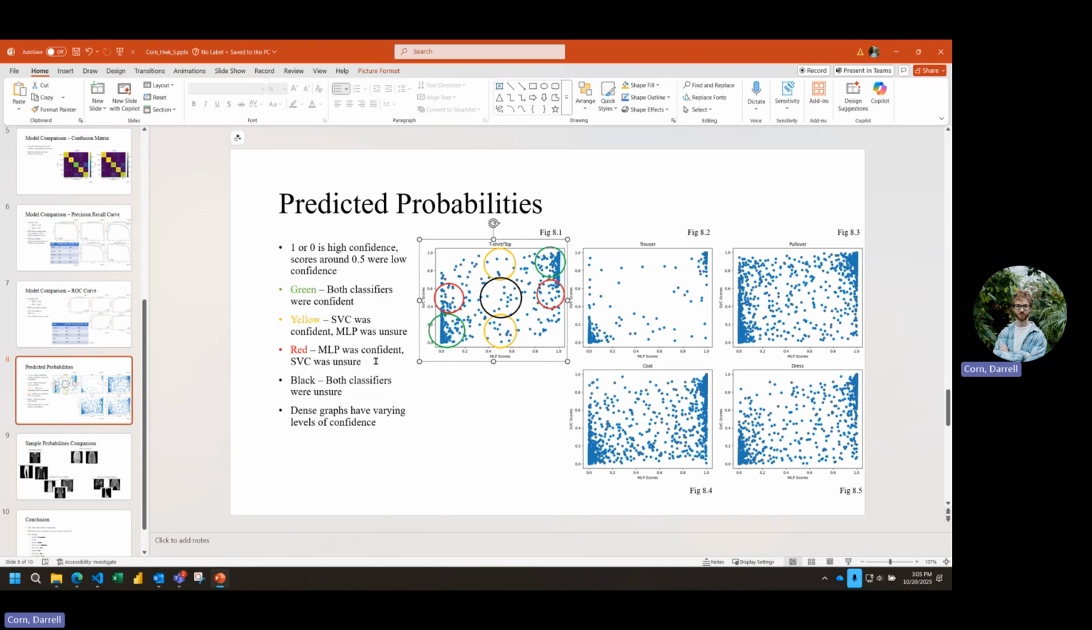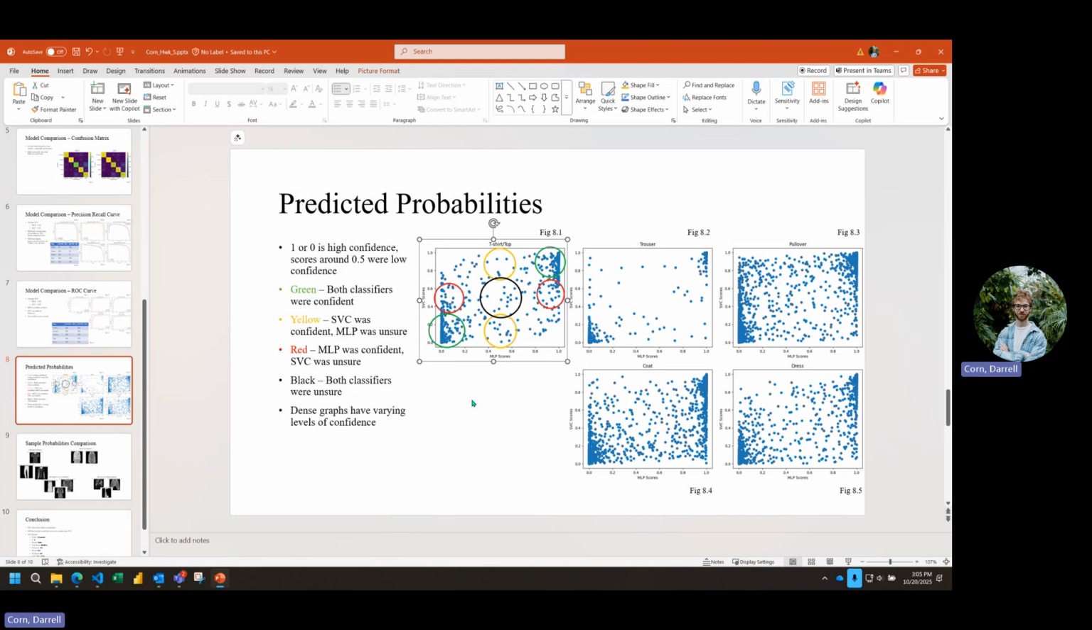The red is kind of the inverse of that, where the MLP is confident at 0 or 1, but the SVC was not so confident as to where to put that sample. And lastly, the black circle is showing where both classifiers were unsure of where to classify the sample. That's going to fall dead center of the graph.